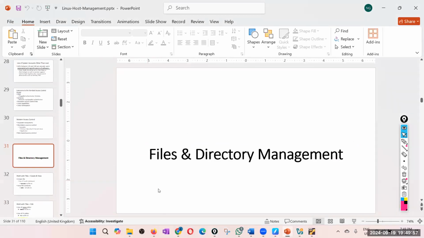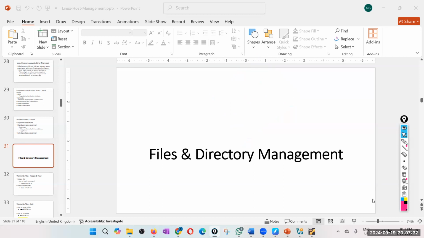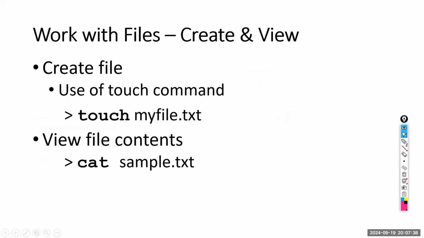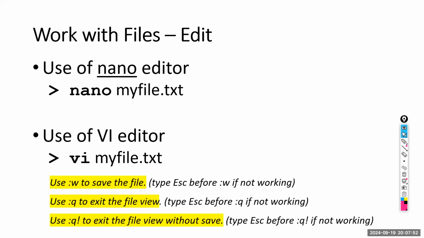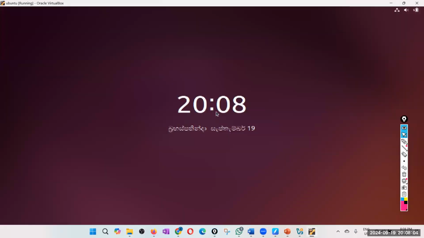Next is file and directory management. Anyway, you did part of this in semester 1 also, under free and open source software. First of all, you must know how to create a file, how to create a directory, and how to move between different directories, which we already discussed, and how to edit using nano and vi. Using cat, you can't edit, but you can view the content. Right, so let's do a small session.